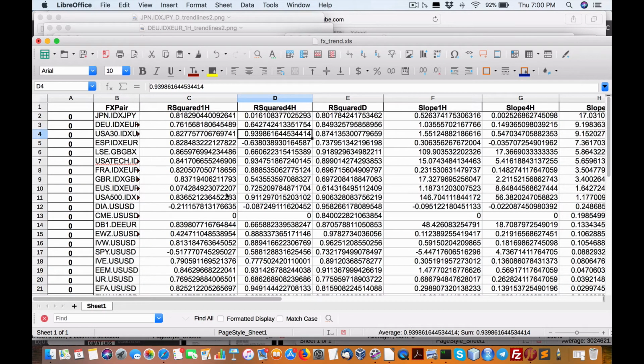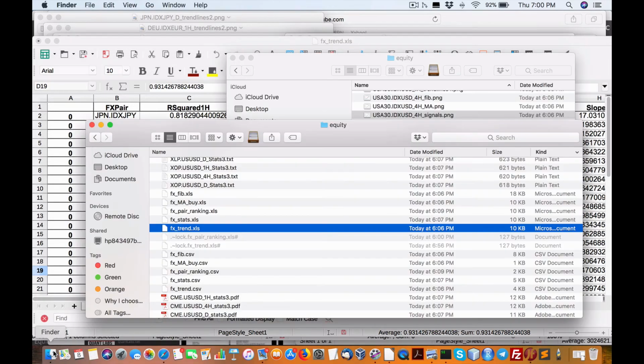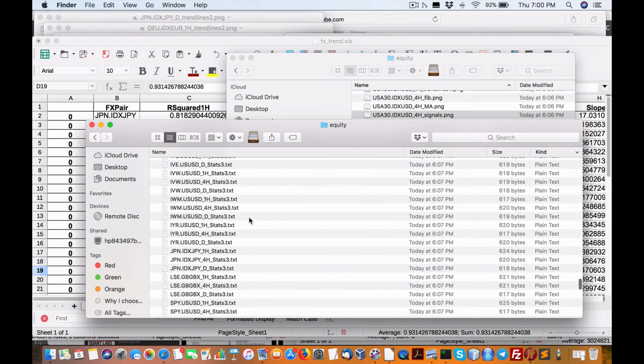Okay, so just out of curiosity, this R squared, as one example, is very, very key. So we know we're over 0.9 on the 4-hour. So let's check out EEM US, whatever that might be. I think it's emerging market. So 0.93 on the EEM US. So let's check out that guy.